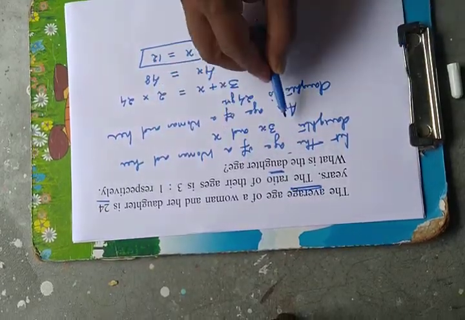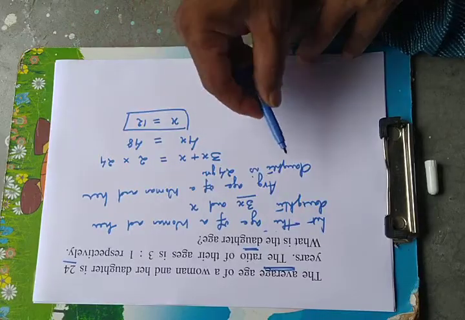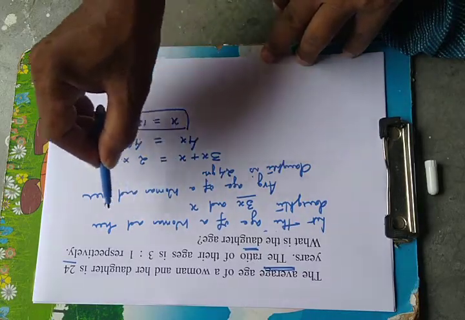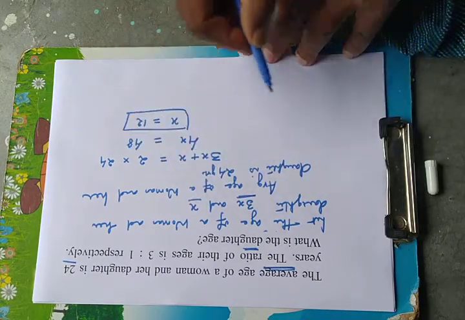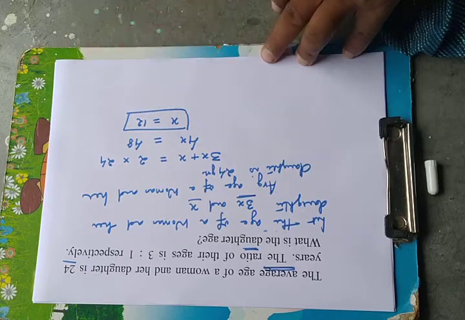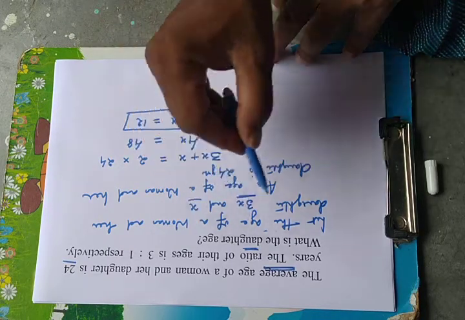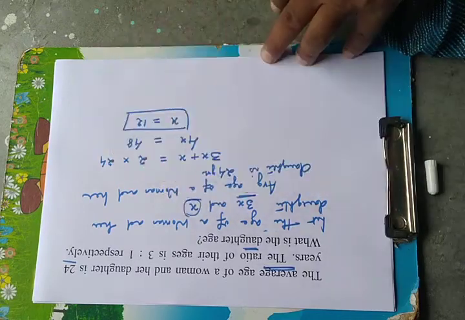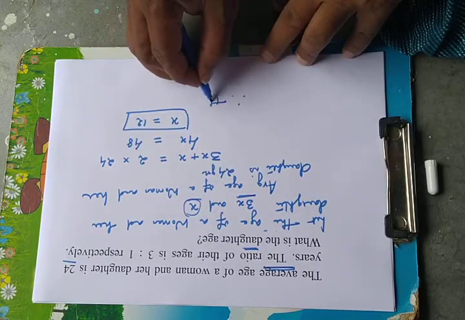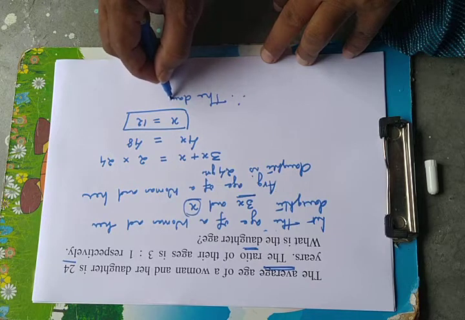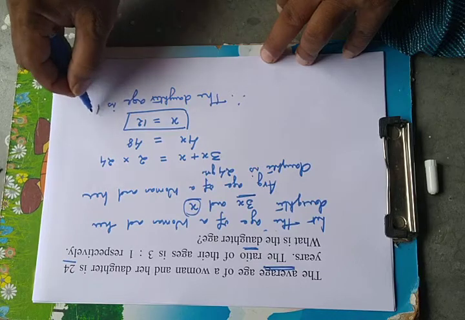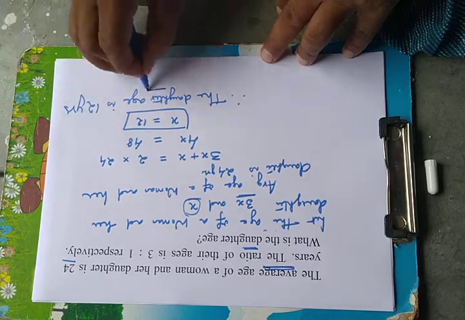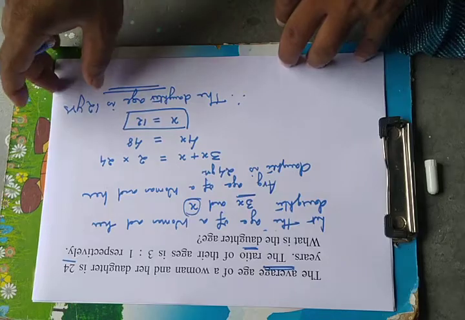Here initially we assumed the age of the woman and the daughter as 3x and x. Now we got the x value as 12. Our aim is to find the daughter's age. The daughter's age is what we assumed initially, x. Therefore the daughter's age is 12 years. Okay, good. Next, the continuation of the age problem only.